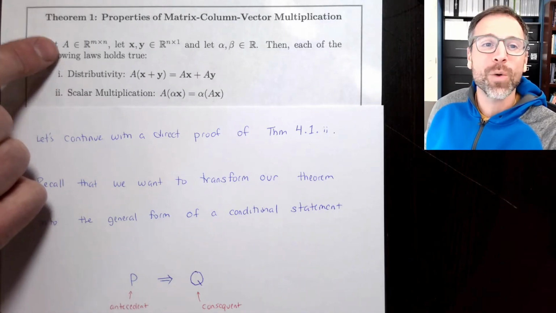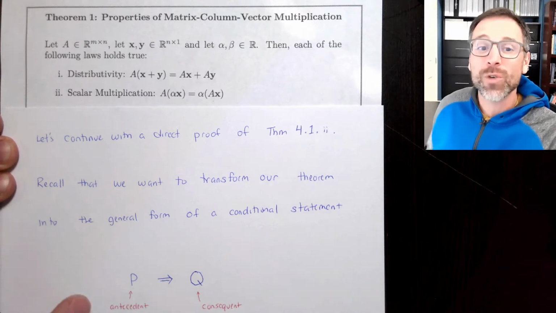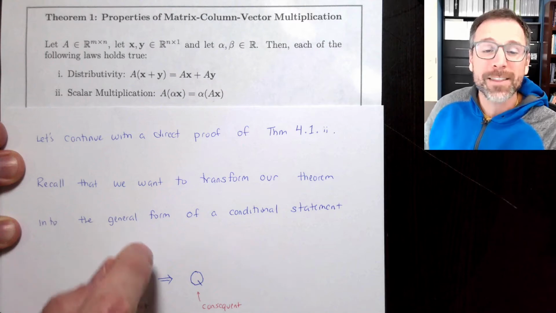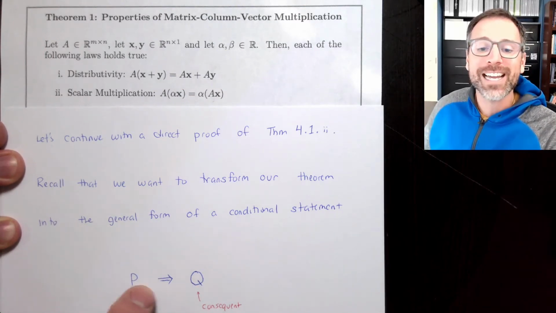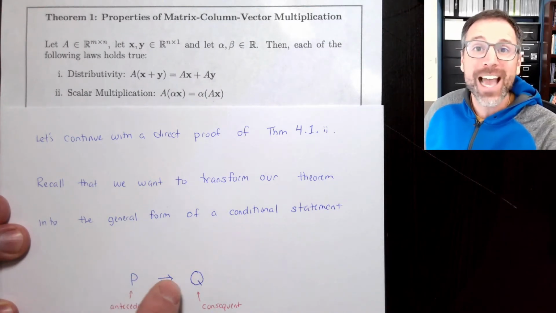Remember from our last video, when we're trying to transform a theorem into a logical structure that allows us to do direct proof, we often want to identify a conditional statement. So state the theorem using the P implies Q format. We called P the antecedent and Q the consequent. And the way we read this in English was, if P, then Q.